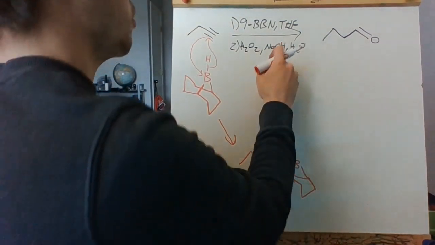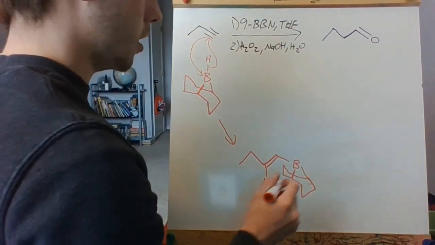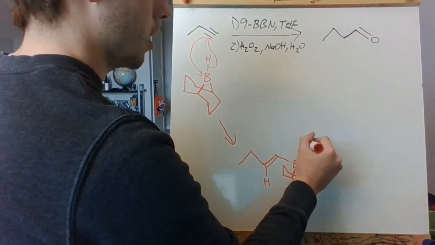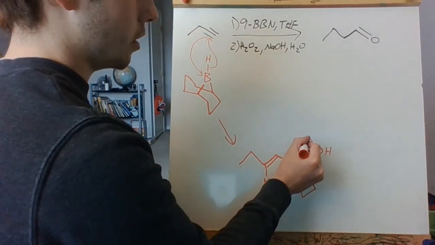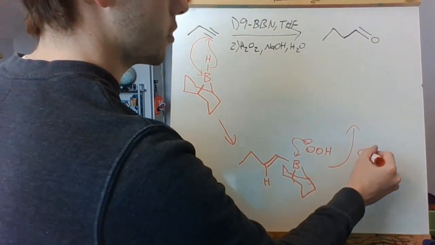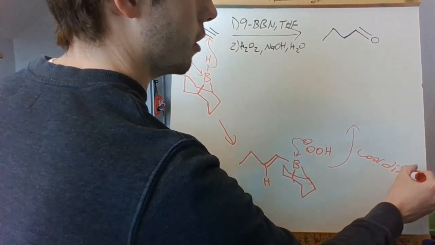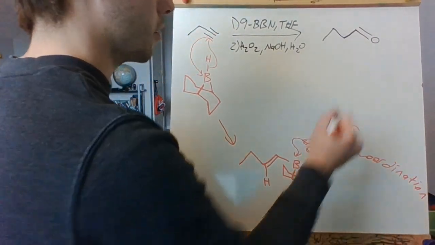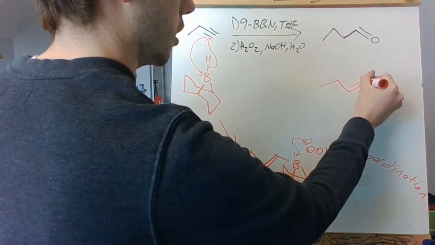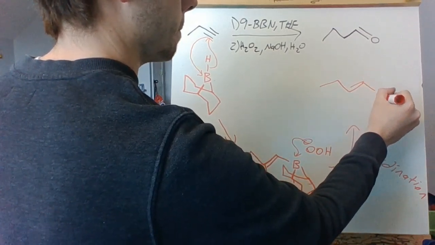Just like before, our sodium hydroxide can deprotonate the hydrogen peroxide, and so we get a species that looks like this, and this can do a coordination to our boron atom to give us an intermediate that looks like this.